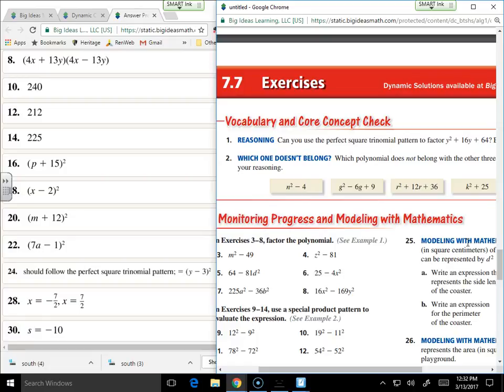Alright, kiddos. For number 2, it was weird. And I gave it to you on purpose because there's a very, very common mistake that kids make in factoring. There were 2 binomials and 2 trinomials. You're supposed to figure out which one doesn't belong. So that wasn't the pattern. 3 of these have something in common, and one of them is left out.